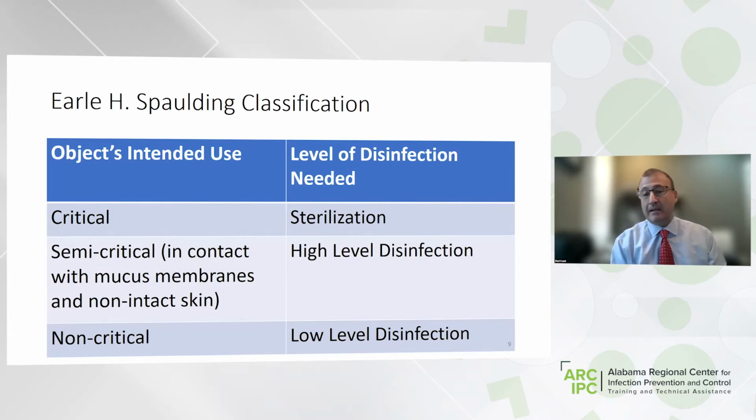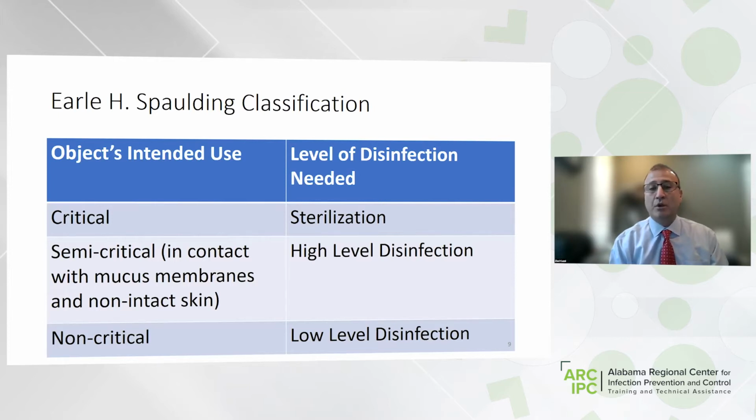Last but not least, and what we most commonly encounter at a hospital, at a school, at a childcare setting, at a workplace, is non-critical devices that really come into contact with intact skin by touching it or holding it or using it. Think about a stethoscope, think about a computer keyboard, a table, etc. And for these, we really need to worry about low-level disinfection, because we're not really concerned here about the effect of spores on the body and other types of microbes. And we're really going to be satisfied with low-level disinfection.